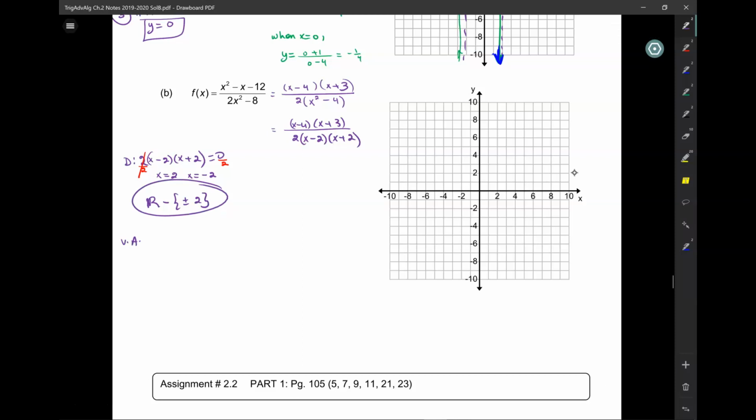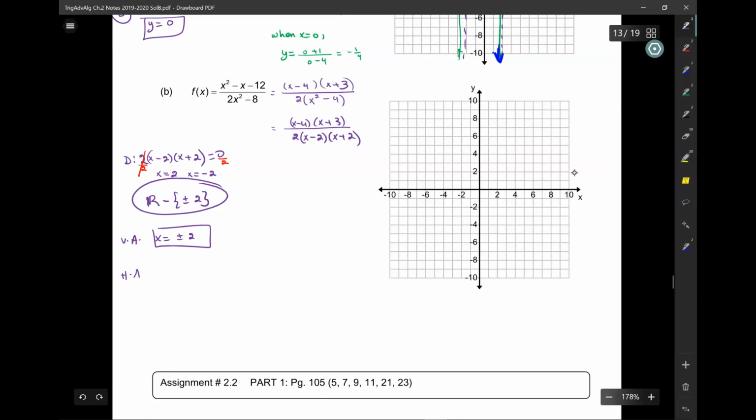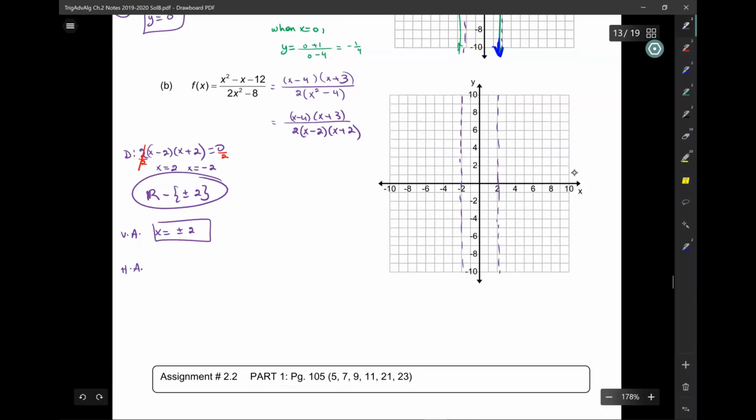What are the vertical asymptotes? They're the same. X equals plus or minus 2. What's the horizontal asymptote? None of the terms canceled, right? None of the terms in the denominator canceled. So it's just the same as in the problem above. Horizontal asymptote, if they have the same degree, y equals 1 over 2, so that's right there.